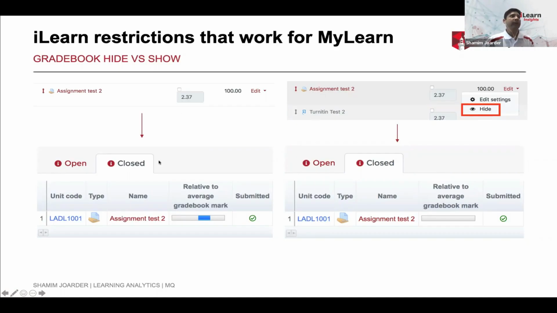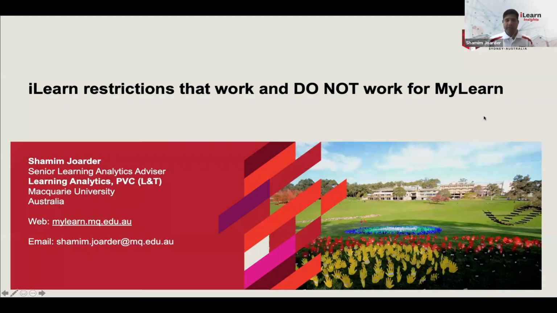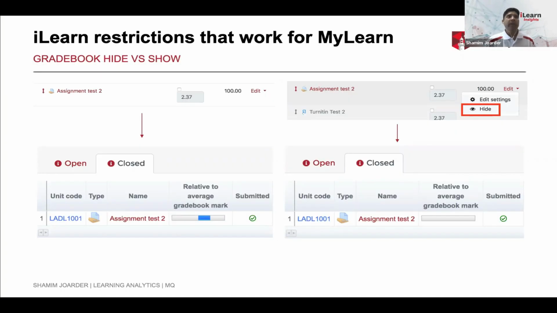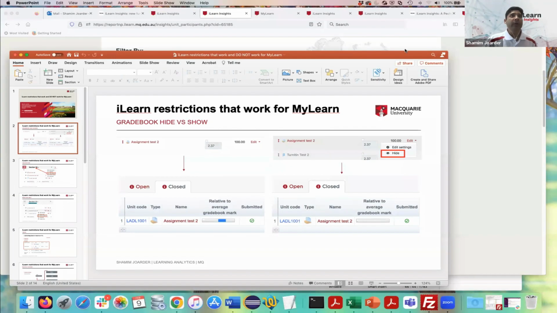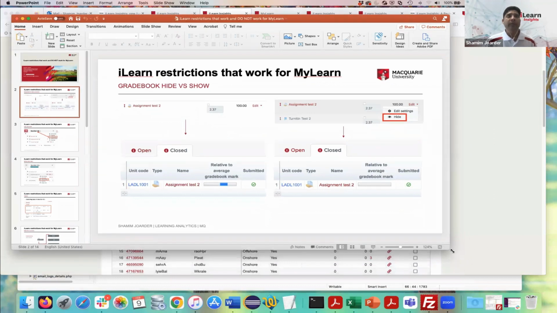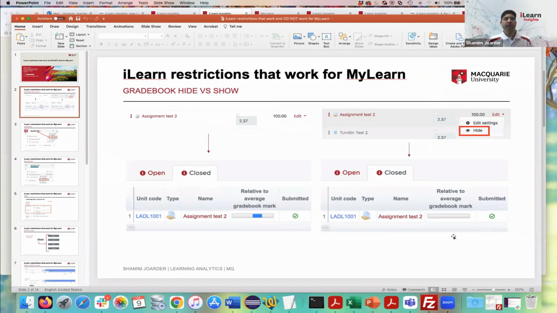If you go over here, as you can see, for an assignment in the gradebook, you can hide it. If you hide it in the gradebook here, then it will not be shown in iLearn. If you show the mark, it will show students the relative to average gradebook mark. If you don't show the mark, it will not show students the relative grade mark. Let me keep it smaller. I hope this is viewable.